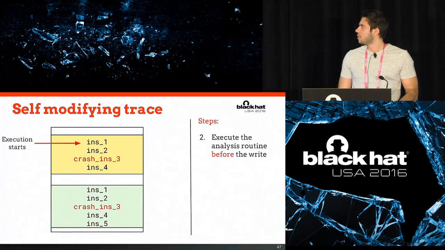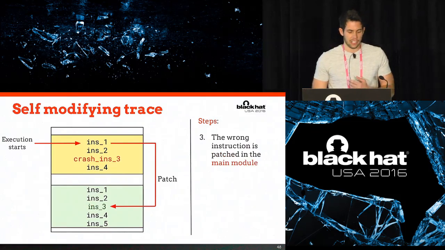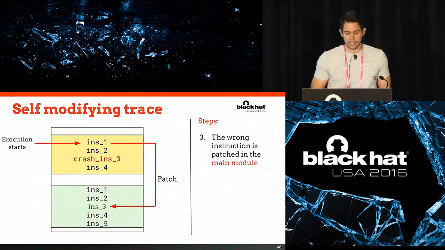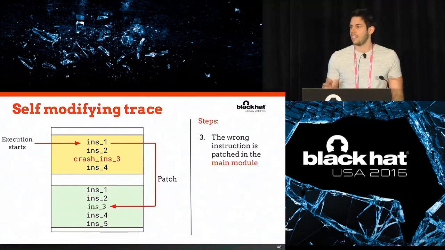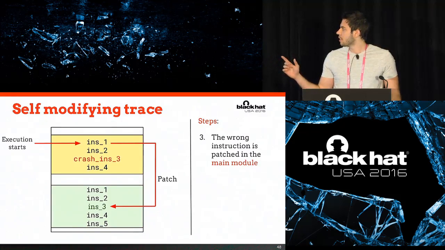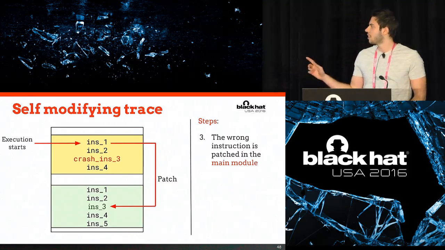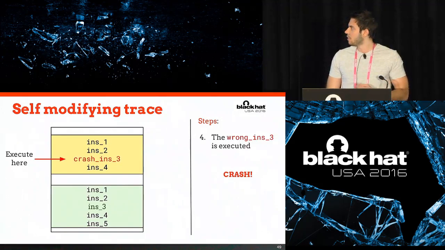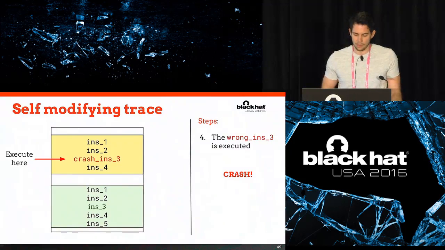So when the execution starts in the code cache, the first instruction overwrites the problematic one. But here we have to pay attention, because the overwritten instruction is only the one inside the main module and not the one inside the code cache. So continuing the execution, the program will eventually crash, as said before.